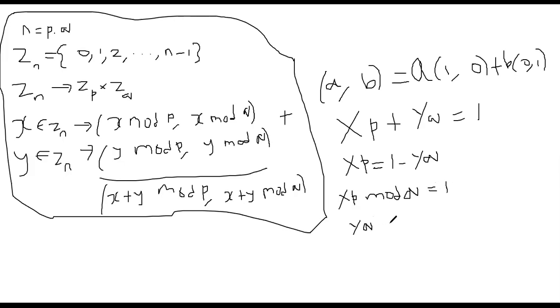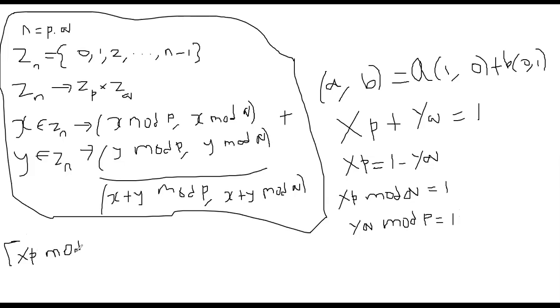Therefore, YQ mod P will be 1. Okay, so this is the foundation that we need for our problem to map (1, 0) back to an element in Zn. So once you have this, we can do a very simple calculation. So what is the value of XP in mod n? Well, we can map this to Z.